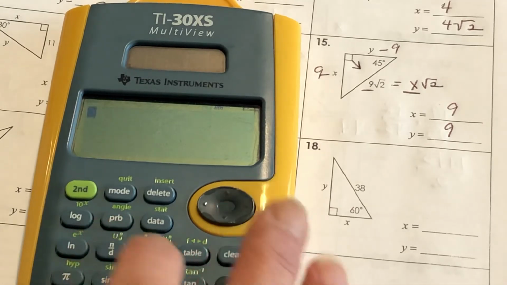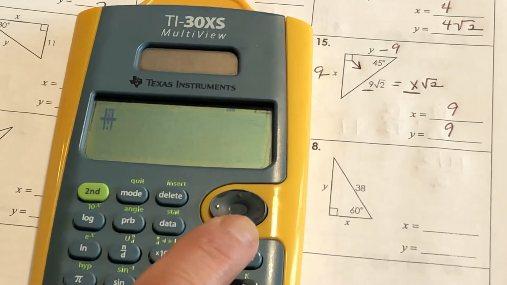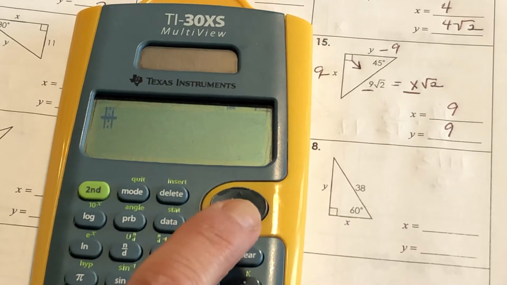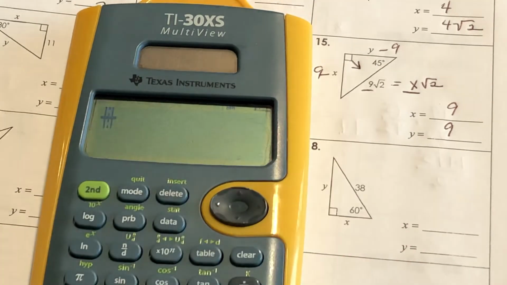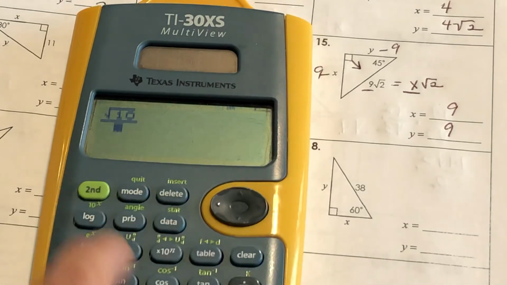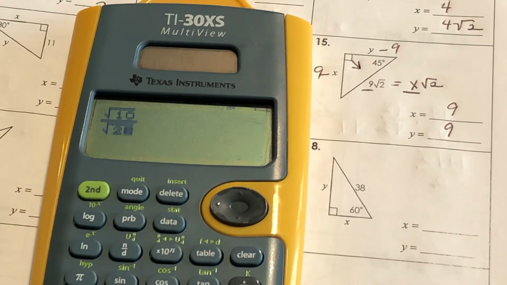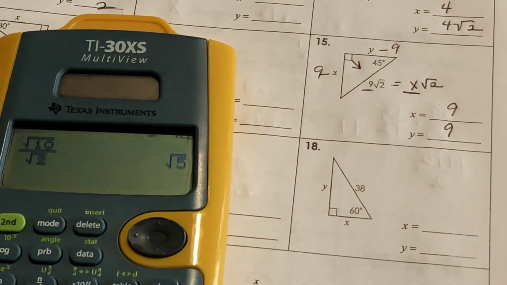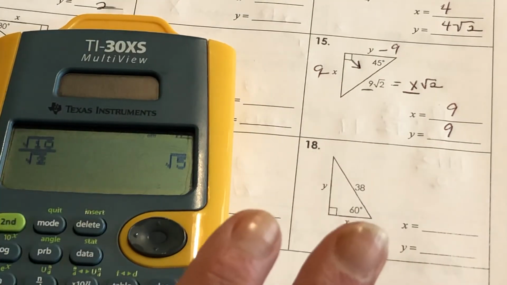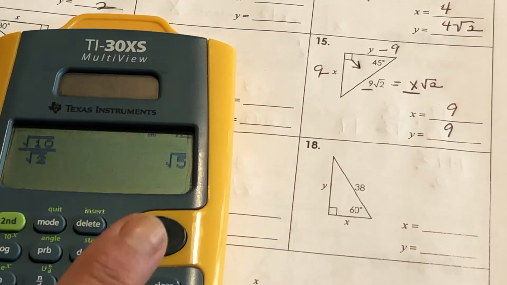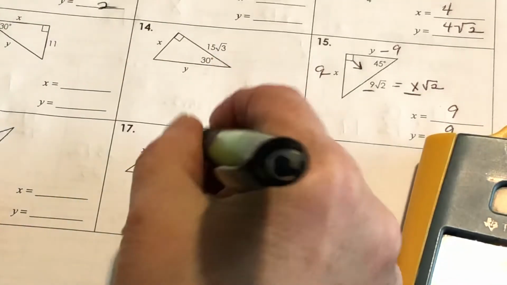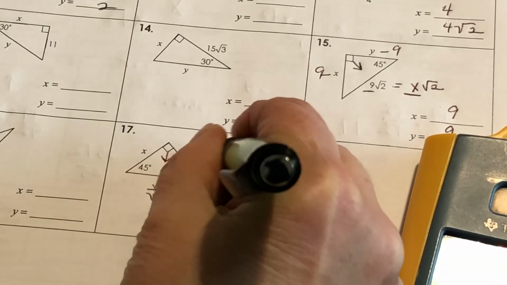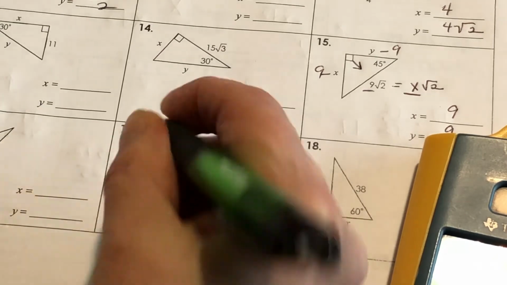I'm going to turn this on and push the N over D button because that means numerator over denominator. I'm going to put the square root of 10, so second x squared 10 in my numerator. Then I'm pushing the down arrow and I'm going to put the square root of 2 in the denominator, so second x squared 2. And when I push enter, I get square root of 5. I'm not going to change that. I'm not going to push the double arrow button and get a number. I'm just going to say, okay, the answer, both the legs are the square root of 5.